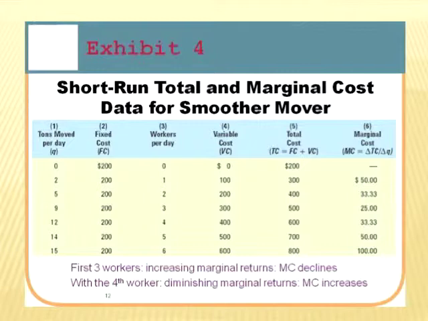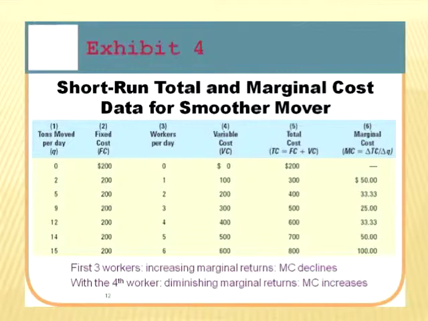In the case of 1 worker, we have $200 of fixed cost, $100 for that worker, so our total cost is equal to $300. And you can figure the rest of those as you go on. Now, we take that and divide it by the change in quantity, and it gives us what the marginal cost is for each additional ton.